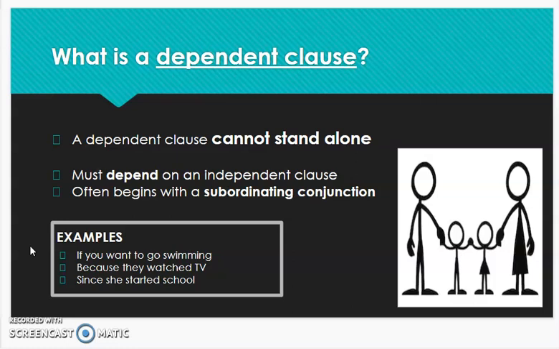So as you can see, it is the subordinating conjunctions if, because, and since that make these thoughts incomplete. And what are we going to call incomplete thoughts? We're going to call them dependent clauses.